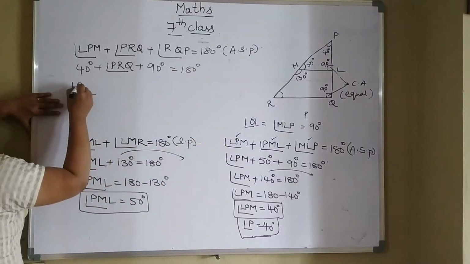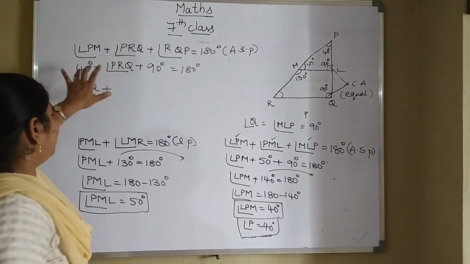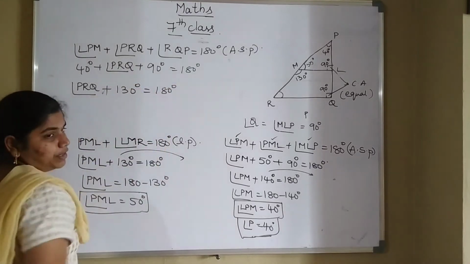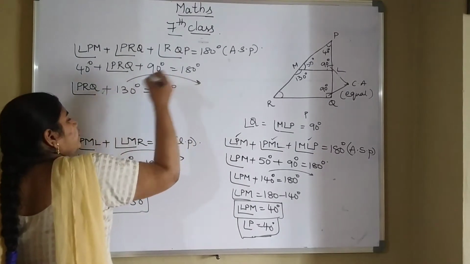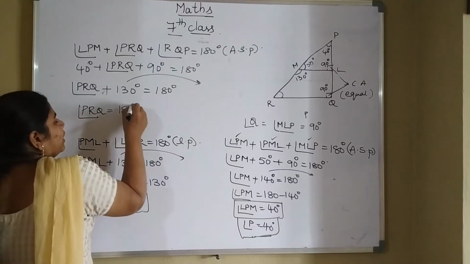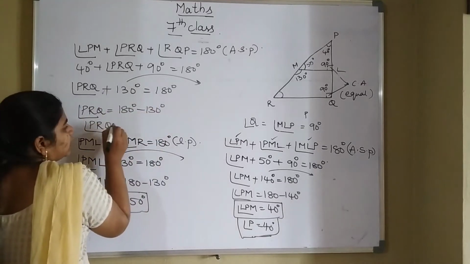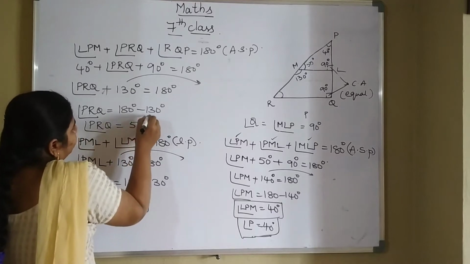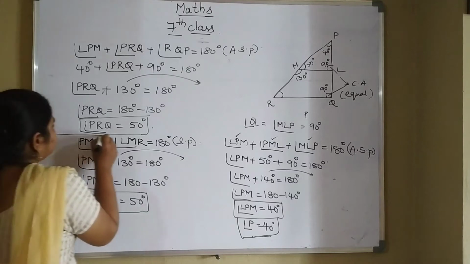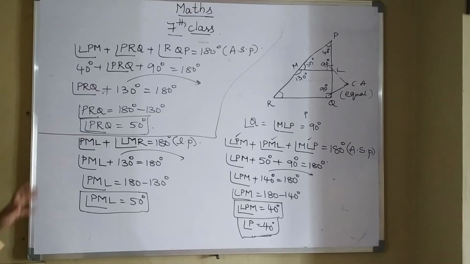So angle PRQ plus 90 plus 40 will be 130, is equal to 180 degrees. Now I am transposing this 130 to the other side. PRQ is equal to 180 minus 130. Angle PRQ is equal to 50 degrees. So you got the angle PRQ value also. So with this the problem is completed. Okay. So this is the problem.